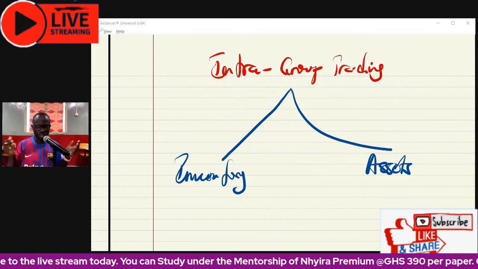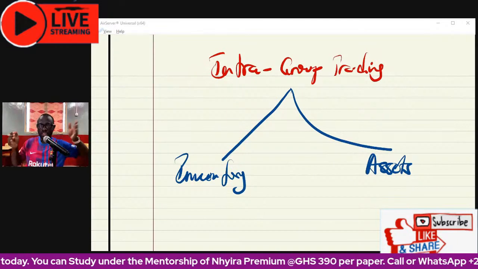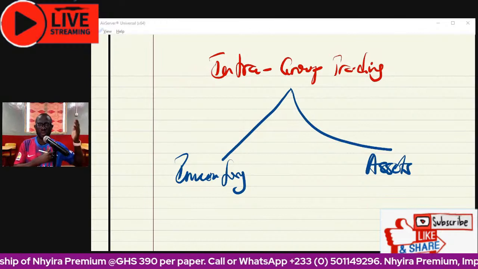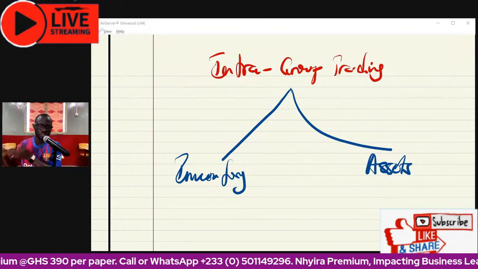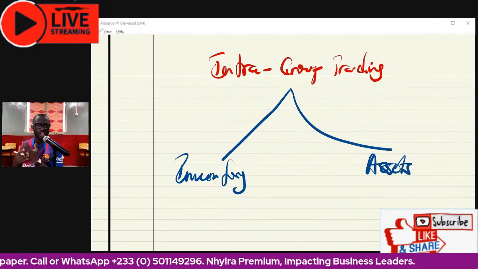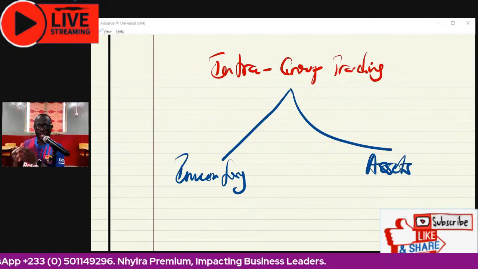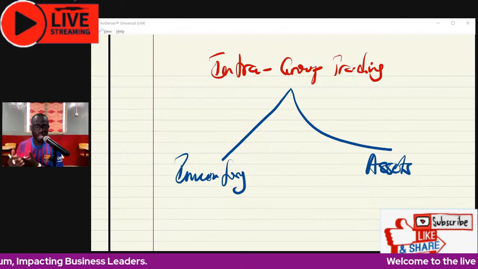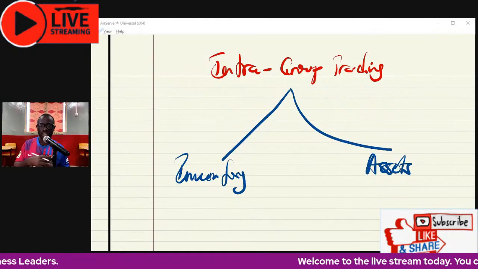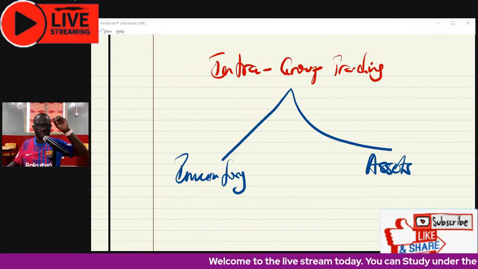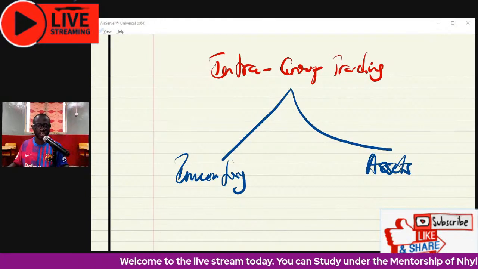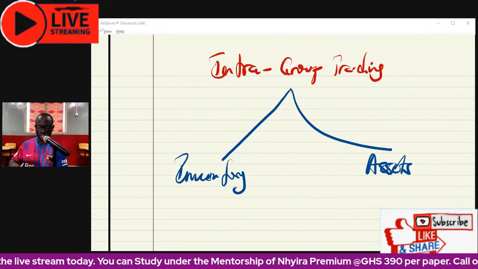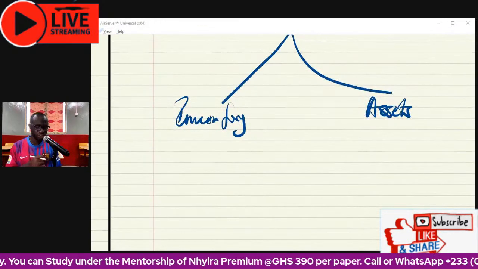So at the end of the day, the parent is not supposed to sell to the sub, the sub is not supposed to sell to the parent, the parent is not supposed to owe the sub, the sub is not supposed to owe the parent. So any amount that is outstanding at the reporting date between the related parties, between the parent and the subsidiary, or the subsidiary and the parent, it has to be eliminated on the face of the consolidated financial statement, whether we are preparing the consolidated statement of profit or loss or the consolidated statement of financial position.